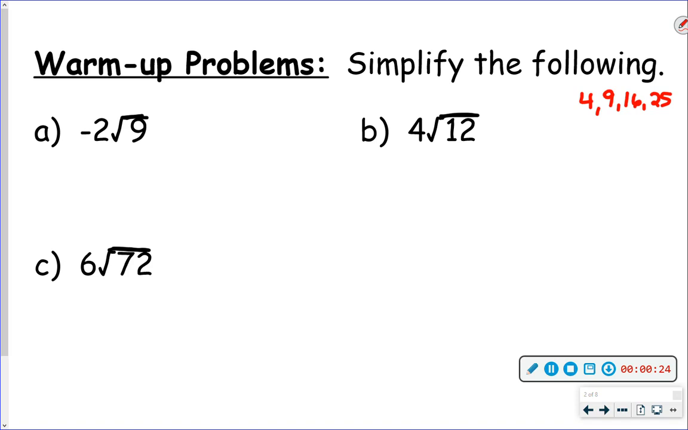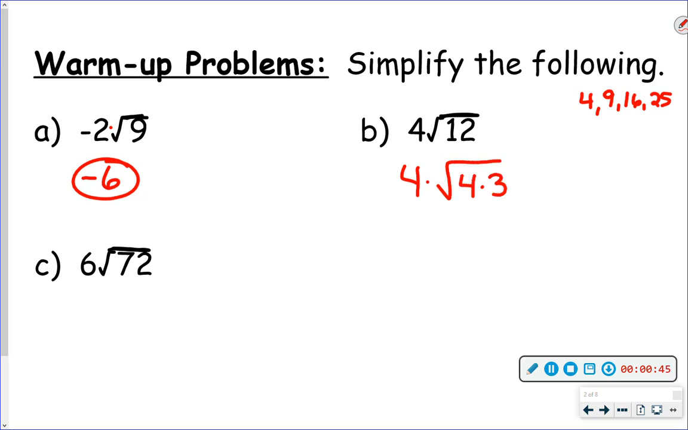Now, A, you should be able to do in your head, because what's the square root of 9? 3 times -2 is -6. I like that one, that's a good one. Okay, I'm going to use the biggest perfect square. If my list of red numbers on the side there, that goes into that is 4. 4 times 3 is 12.